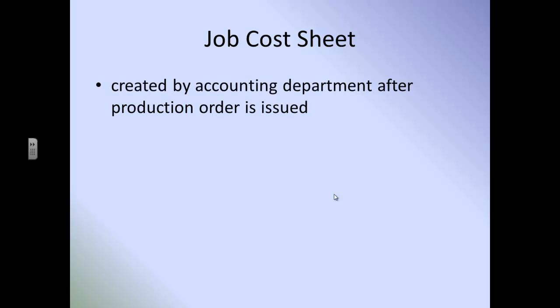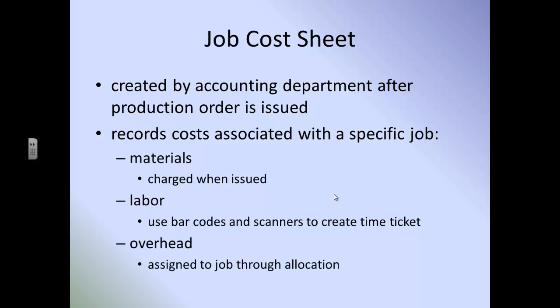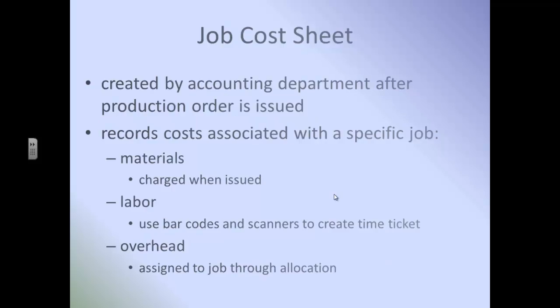Now, the job cost sheet. The job cost sheet is created by the accounting department, and it's there to record the materials, labor, and overhead that will be charged to a specific job. The materials are charged when they are issued, so as soon as they come out of the storeroom, it goes on the job cost sheet as a material charge for that job. The labor is recorded by using the barcodes and the scanners to create a time ticket, and then overhead needs to be applied through an allocation method to each particular job.